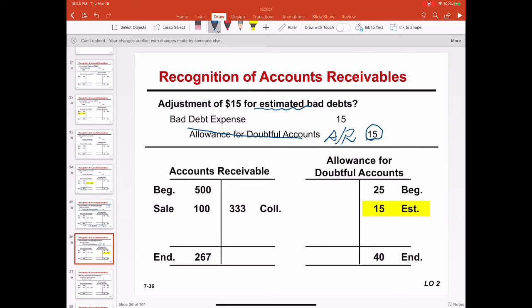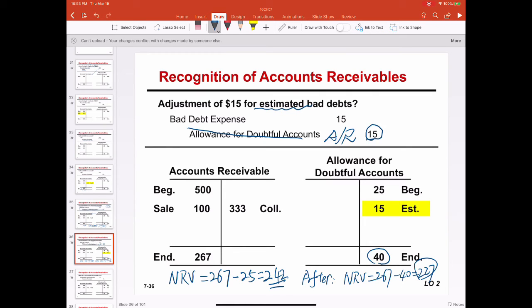So after this journal entry, we find the total allowance for doubtful accounts now is 40. Before we make this adjustment, the net realizable value of accounts receivable is 267, which is the gross amount of accounts receivable, subtract 25. So it's $242. But after this adjustment, the net realizable value will be 267 subtract 40, which is 227, a decrease.